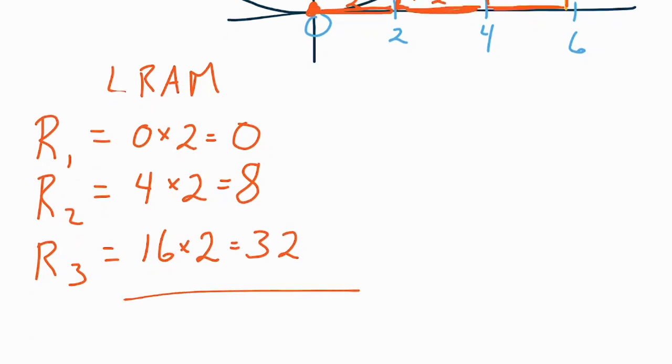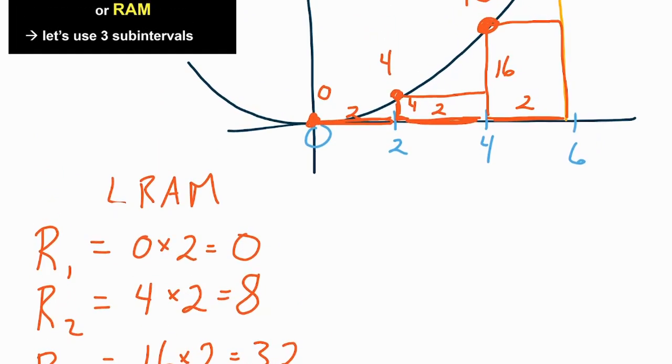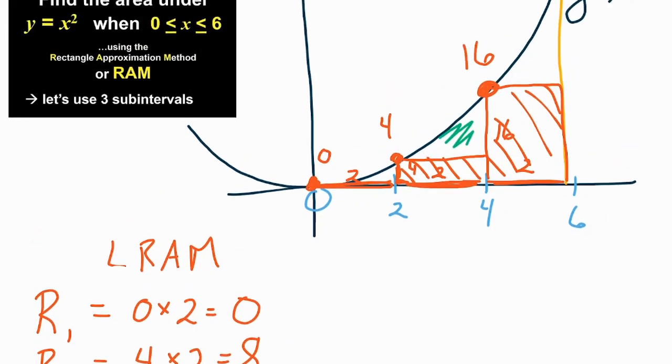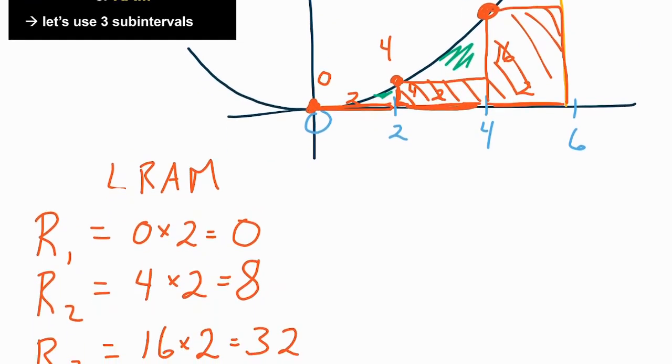Now, these 3 rectangles, when added together, give me the approximation of the area, again, using the LRAM. I know what you're thinking. That's not a very good approximation. First of all, it's only really using these 2 blocks right here, which means that it's leaving out quite a bit of space. It's leaving out some of this green space here. So what's the deal?